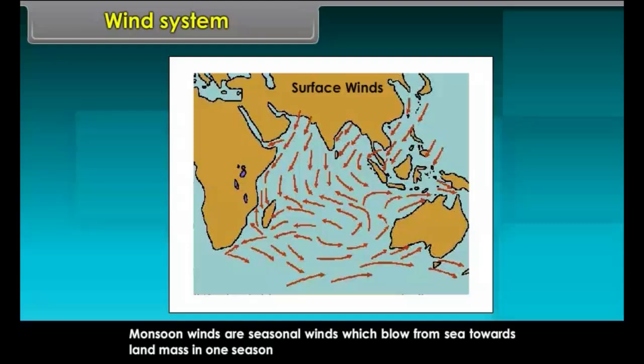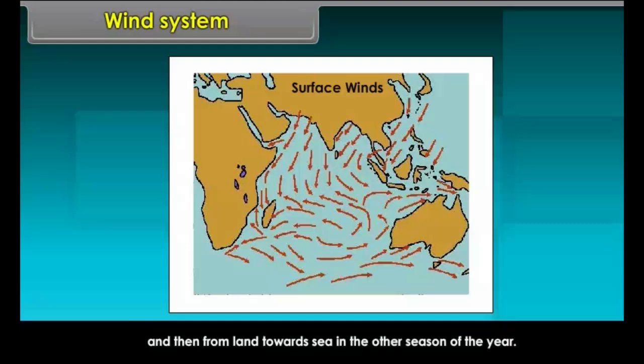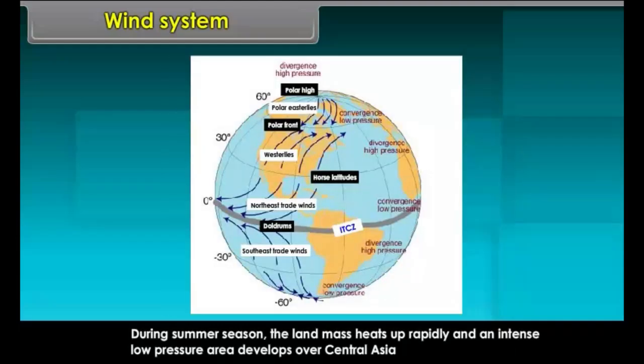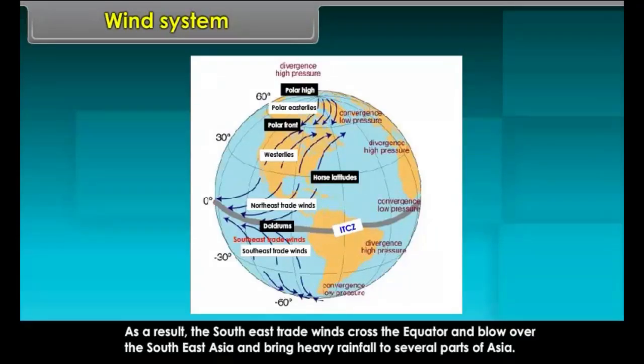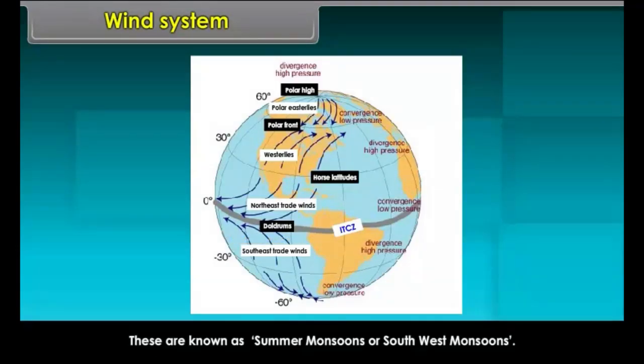Monsoon winds. Monsoon winds are seasonal winds which blow from sea towards land mass in one season and then from land towards sea in the other season of the year. During summer season, the landmass heats up rapidly and an intense low-pressure area develops over Central Asia, which attracts the winds from high pressure. As a result, the southeast trade winds cross the equator and blow over Southeast Asia and bring heavy rainfall to several parts of Asia. These are known as summer monsoons or southwest monsoons.